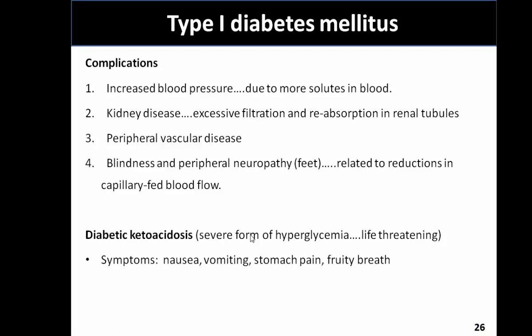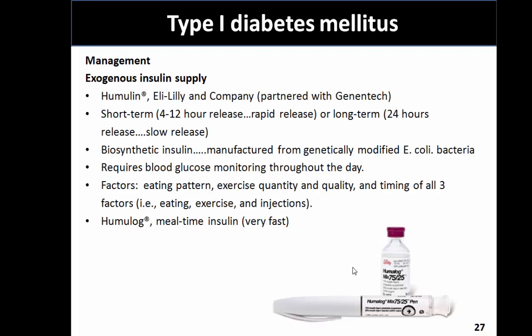Some of the symptoms in a person that is experiencing ketoacidosis are nausea, vomiting, stomach pain, a fruity smelling breath, and anywhere from 2 to 5% of these cases are potentially fatal. And people with type 1 diabetes mellitus, because of the inability to produce their own insulin, are required to take an external dosage.